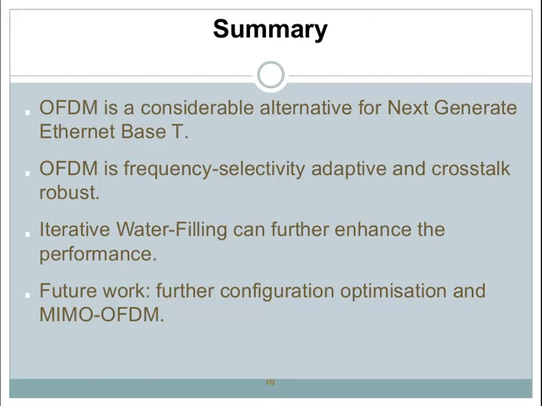Now, to sum up, first of all, OFDM is a considerable alternative for the next generation Ethernet. We also see the robustness of OFDM against crosstalk, and its very good adaptivity to channel frequency selectivity. Also, from the simulation, we see that iterative water filling can further improve the data rate performance by 3, 4, or even 5%.